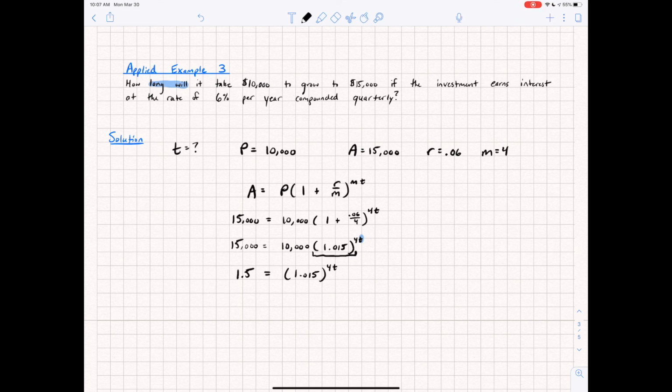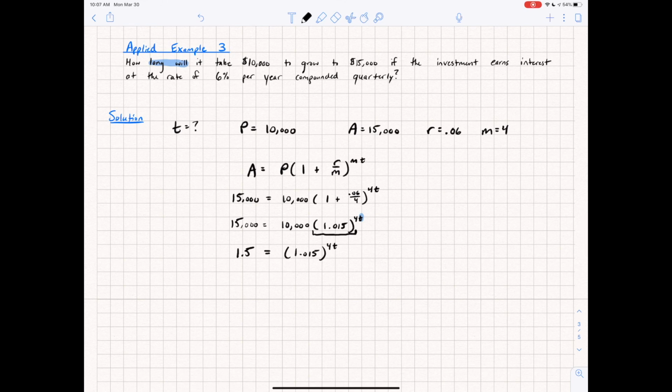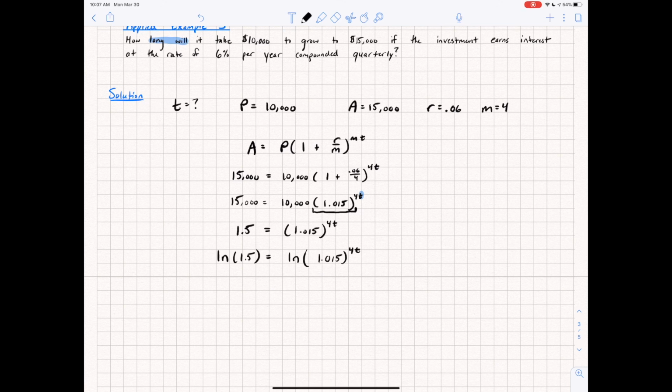All right, now what I'm going to do at this stage is take the ln of both sides. And I want you to remember property 3, or law 3 of logarithms, which says that if I have a logarithm with a power, I'm allowed to bring that power to the front. So that this right-hand side is really 4t times ln of 1.015. Again, my goal when I'm solving these types of problems is to get the t out of the power, and an ln allows me to do that.